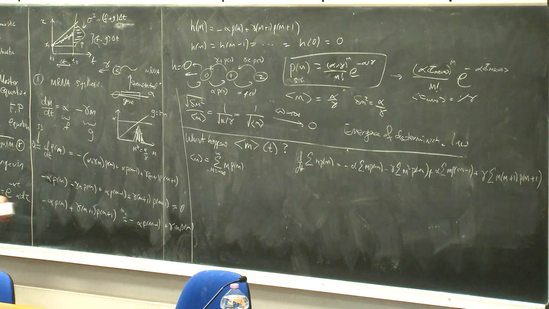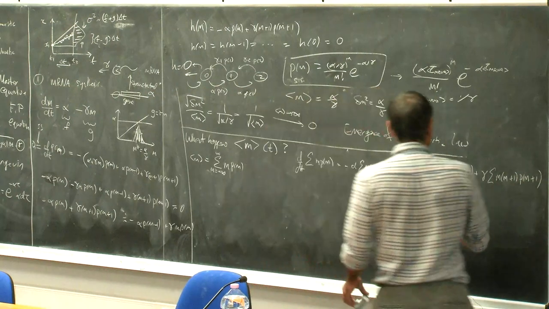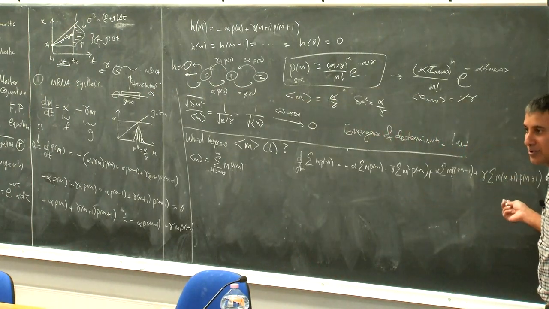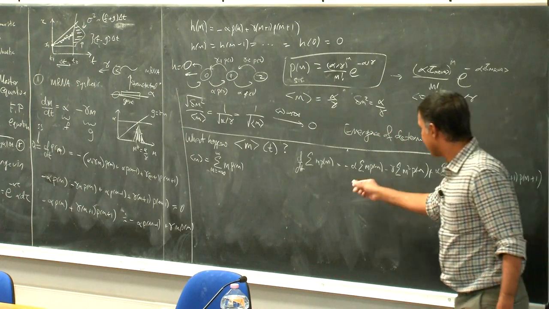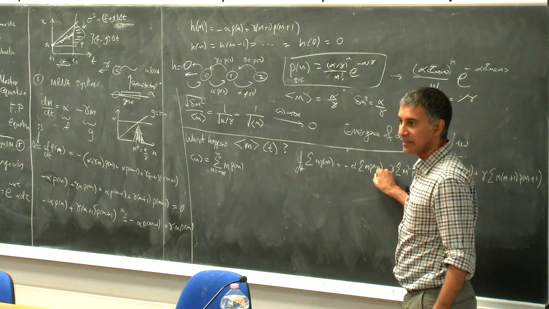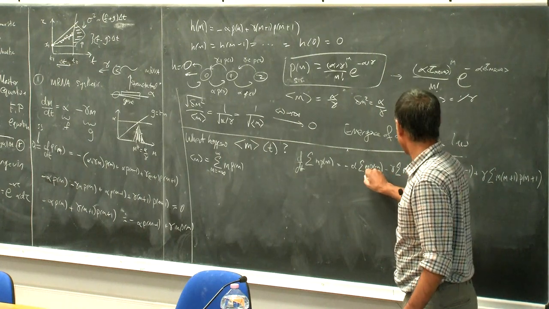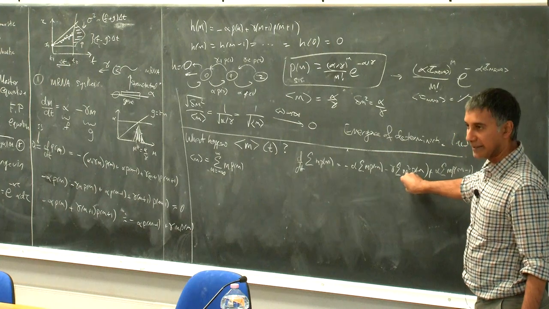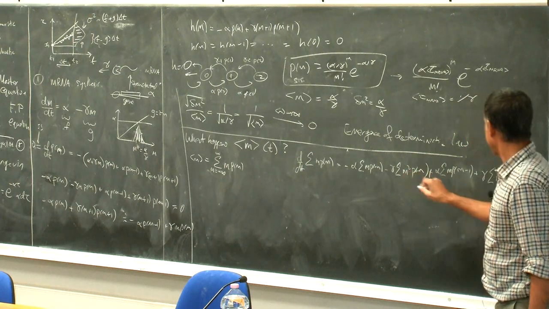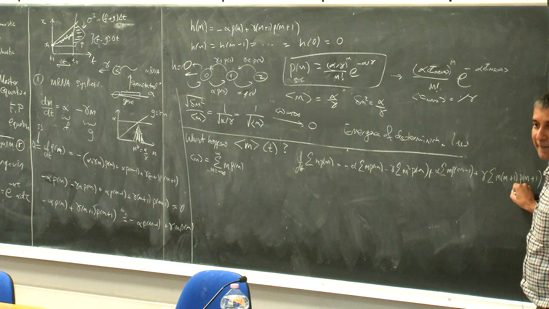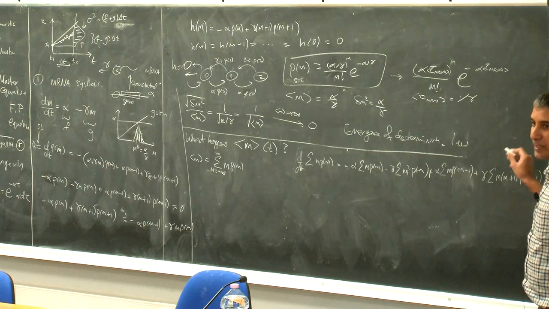Okay, very simple. So now, this is not very nice. This is not very nice because I know what this is. This is just the expectation value of m. I don't really know what that is. Well, it's the expectation value of m squared, but okay. And I don't know what to do with these two things. So what should I do?